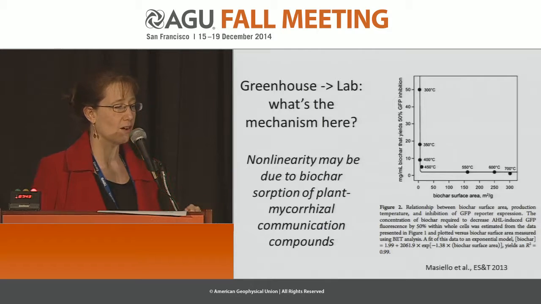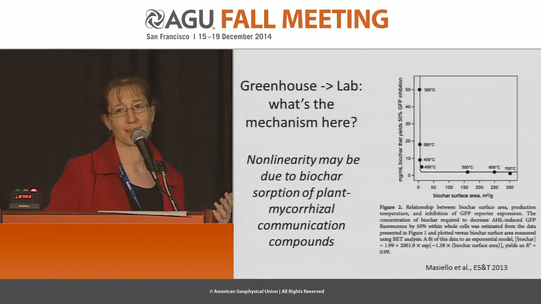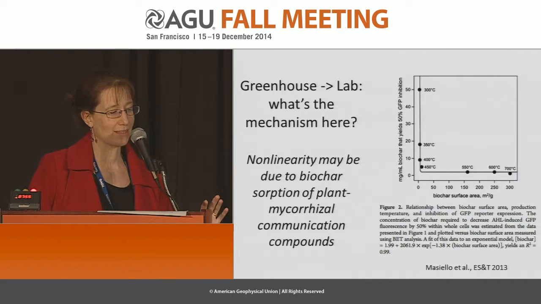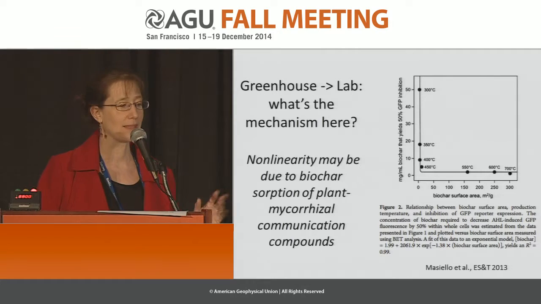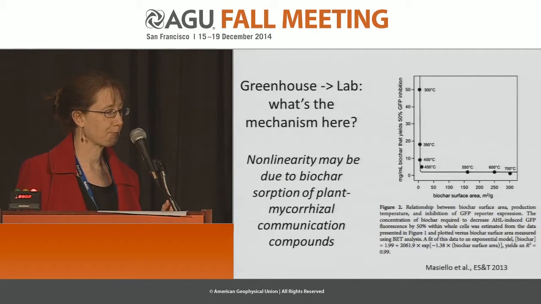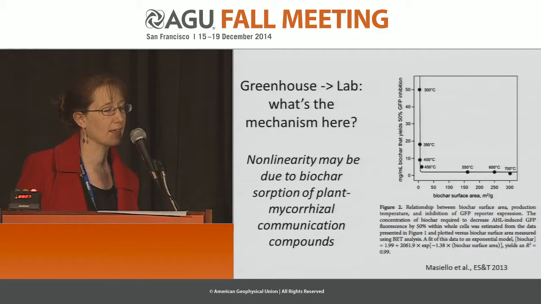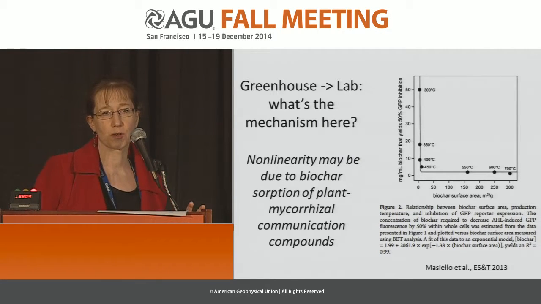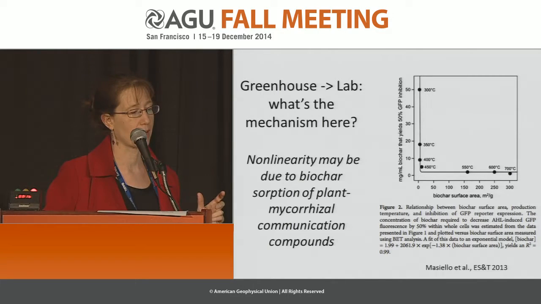So what you see here on the x-axis is the surface area of biochar, and on the y-axis is a metric of how effectively biochar is cutting the phone lines in the soils. The method is beyond the scope of this talk, but I'm glad to talk later about how we made these measurements. Part of the nonlinearity that we were seeing is likely due to biochar sorption of the communication compounds that plants and mycorrhizae use to communicate among themselves and coordinate their symbiosis.